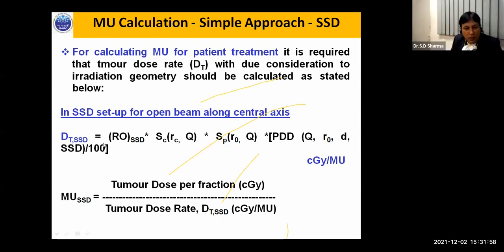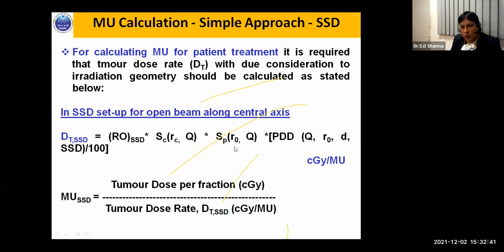So what generally we do: now we know the tumor, we know the reference output corresponding to the SSD setup. This reference output is known to us for a field size of 10 by 10 centimeter only. But if the field size used for the patient treatment is different from the reference field of 10 by 10, then we have to take help of a scatter related correction factor for converting this reference output to the output of the clinical field size. For this reason, we need to use the collimator scatter factor and the phantom scatter factor. Secondly, this reference output is known to us at the depth of dose maximum.